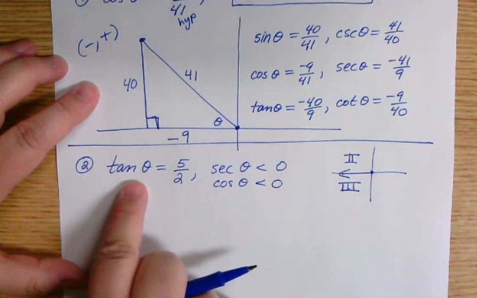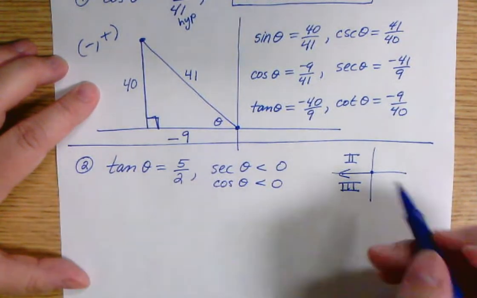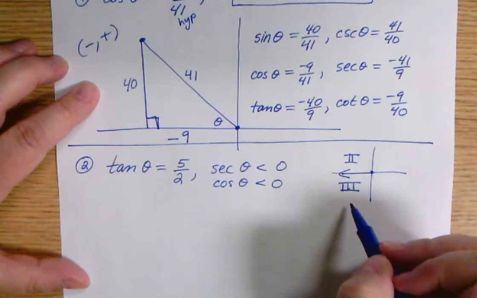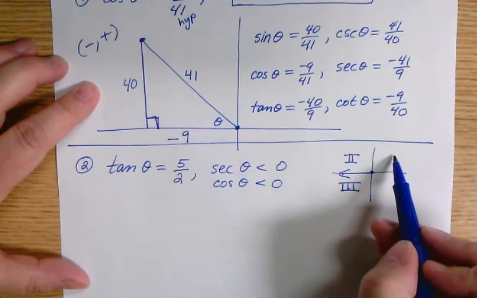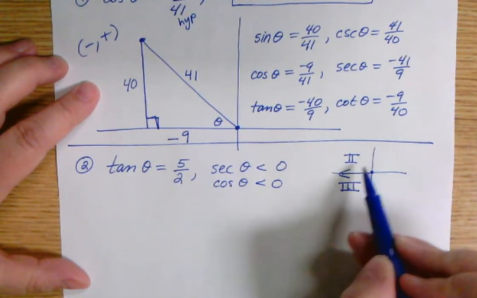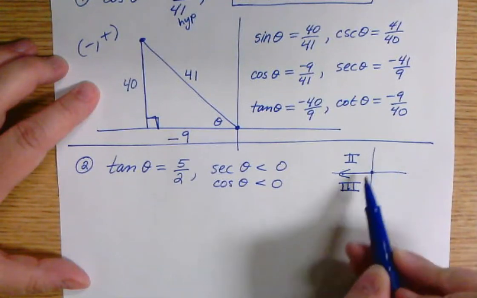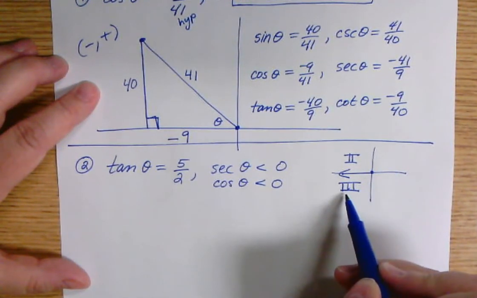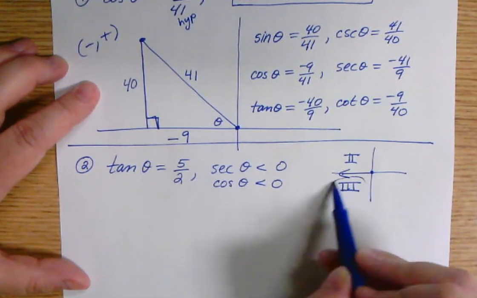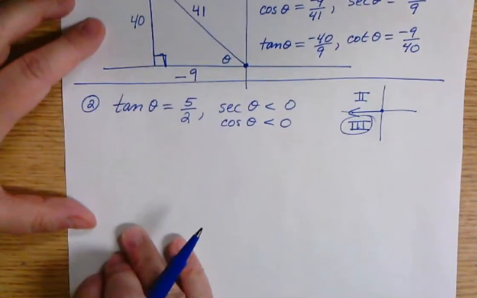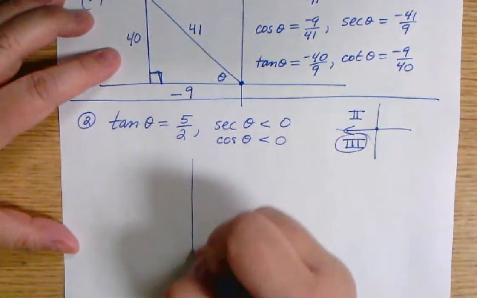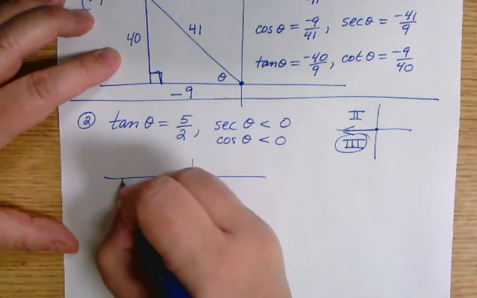They gave me the tangent value, and they said the tangent is positive 5/2. That means it has to be the quadrant out of these two which has positive tan. Remember, we said that tan is positive in the first quadrant or in the third quadrant because that's where the sine and cosine both have the same sign. So it has to be the third quadrant. So that means I'm going to draw a third quadrant triangle.